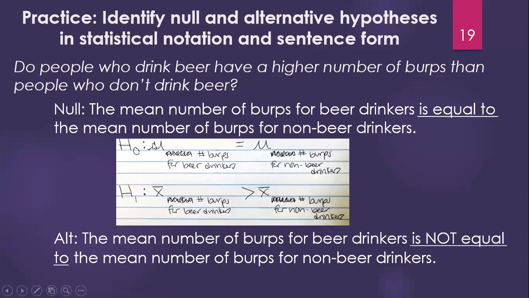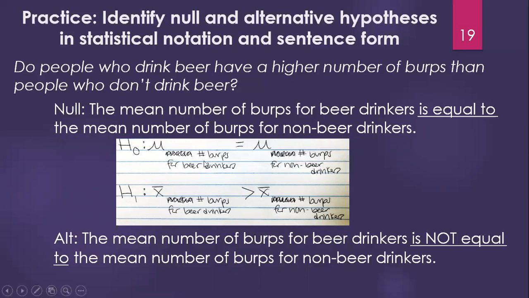To set up the null hypothesis, you always start by writing out your H0, the statistical notation for null, colon, mu, this funky looking mu, equals mu. Write that out first. The null hypothesis is always, always, always an equal sign. Then to figure out what your two groups are, what are we comparing the mean on? We're comparing the mean on the dependent variable.